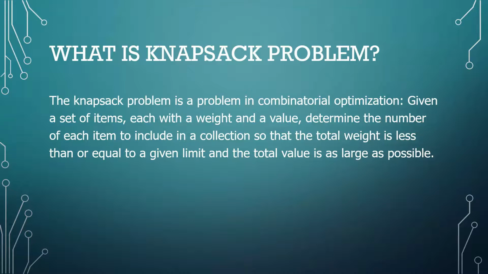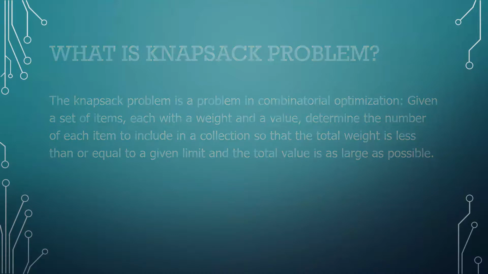So you'll be given a problem and you have to solve or optimize it by using a combination method. We can see over here: given a set of items, each with a weight and a value, determine the number of each item to include in a collection so that the total weight is less than or equal to a given limit and the total value is as large as possible. From this definition, it is very hard to actually understand what is exactly happening, so I'm going to simplify as much as I can.